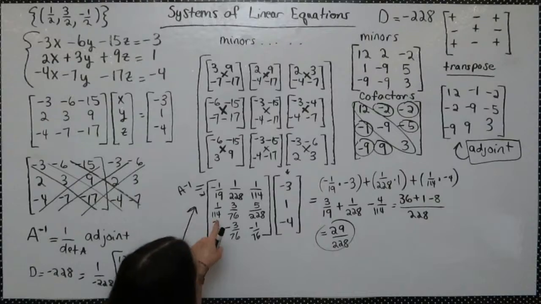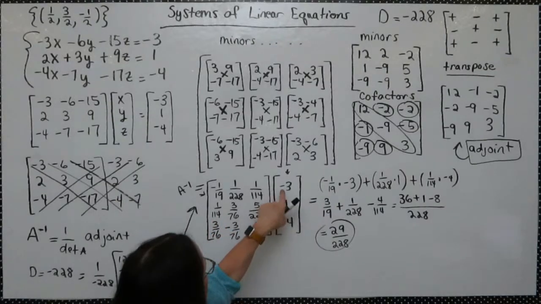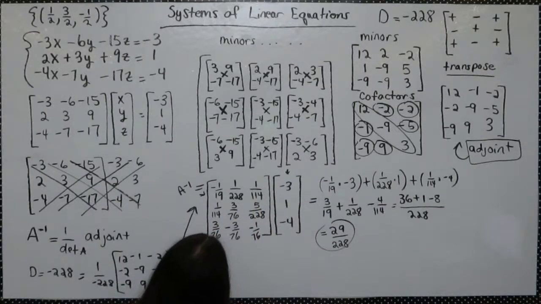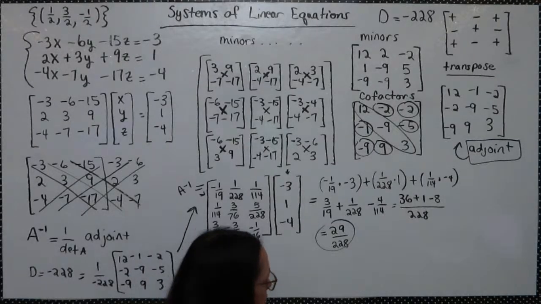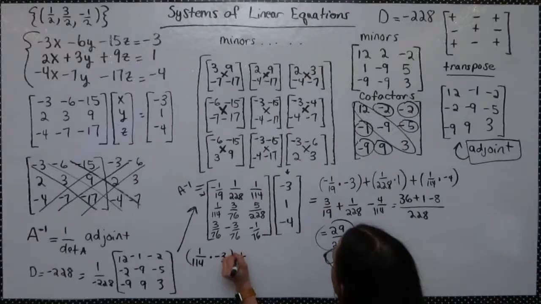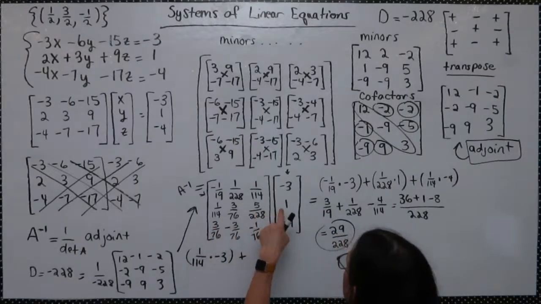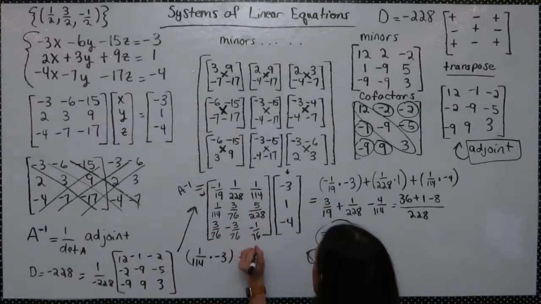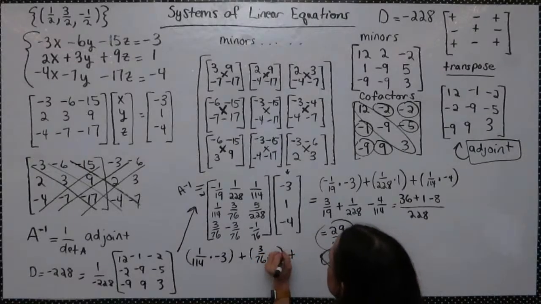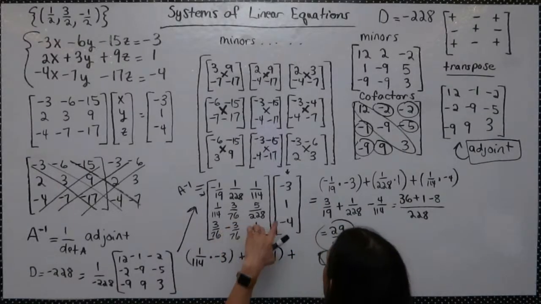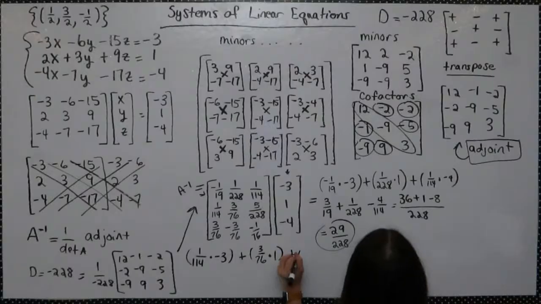So we've got 114 times -3, plus 3 over 76 times 1, plus 5 over 228 times -4.